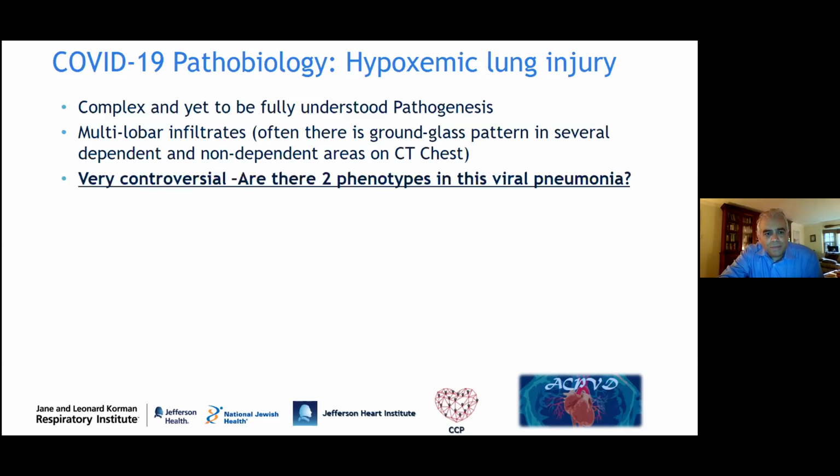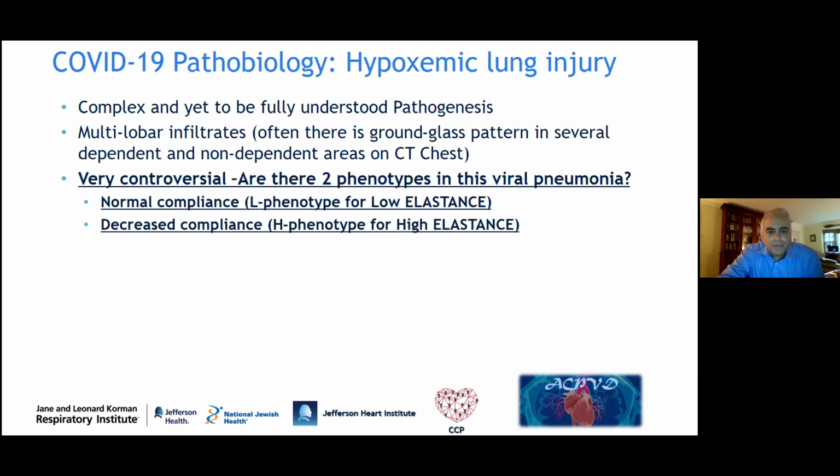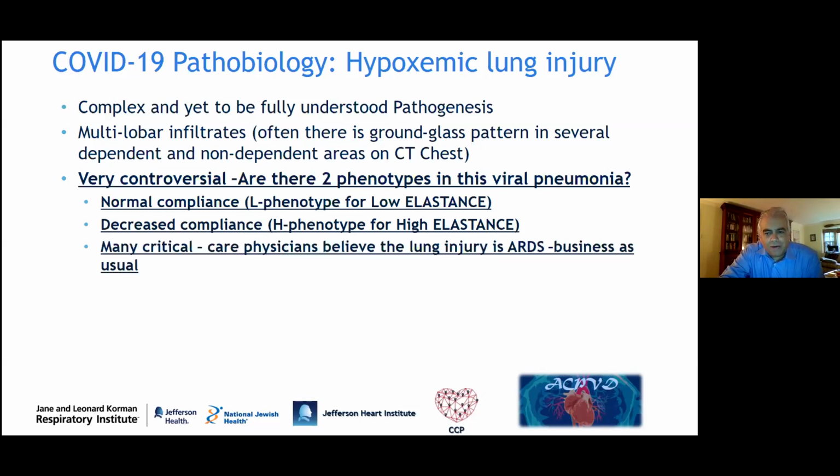patients for COVID. Very controversial is this idea that there are two phenotypes in this viral pneumonia. This normal compliance, or L phenotype, for low elastance, and decreased compliance, H phenotype, for high elastance. Whether it's a time dynamic that presents these two and there's still a continuum in the disease state is not clear, but it's important to note that the hypoxemia can be very severe even though the compliance is not compromised.